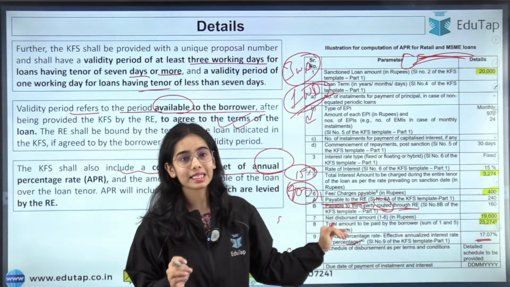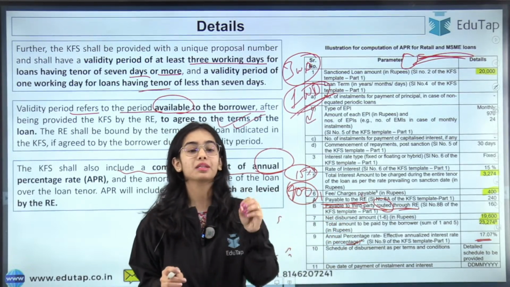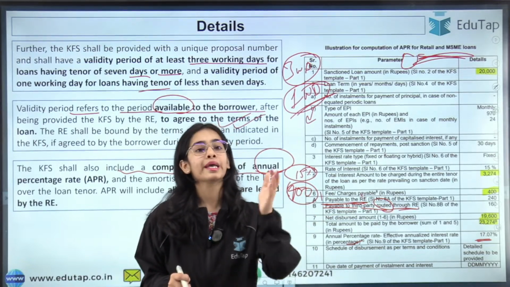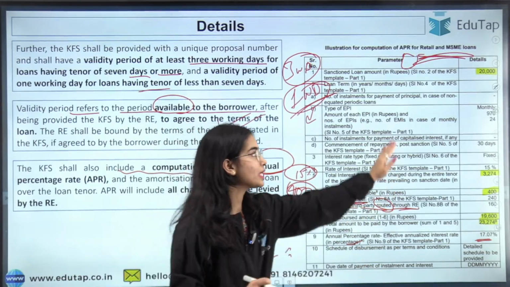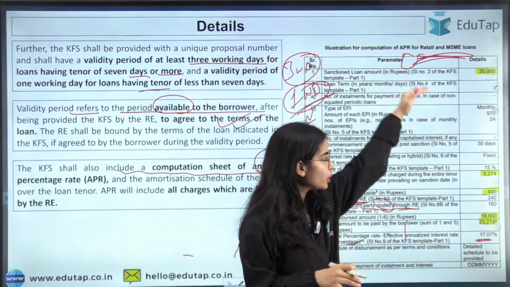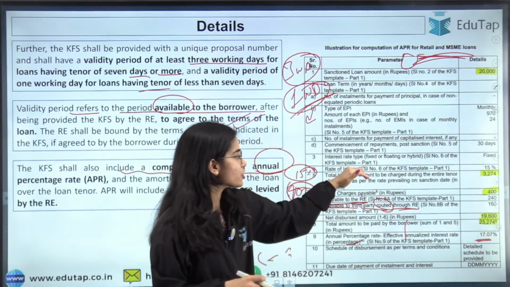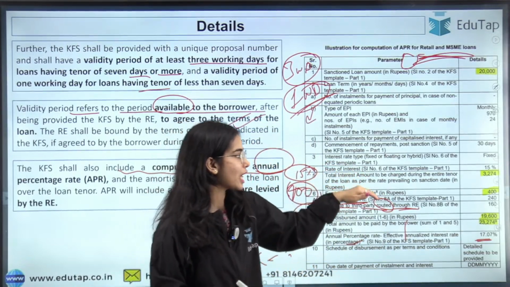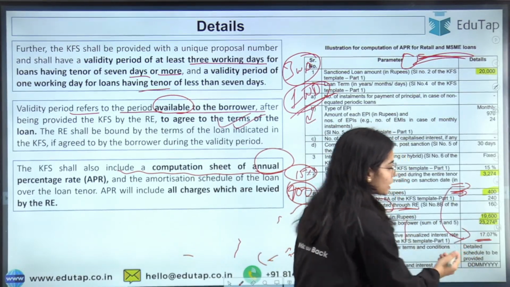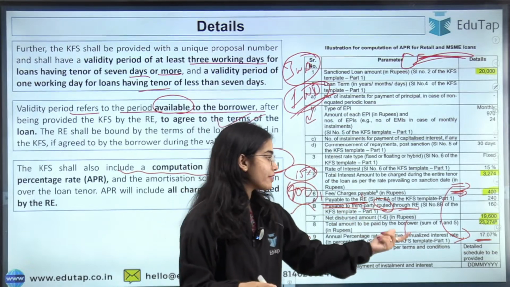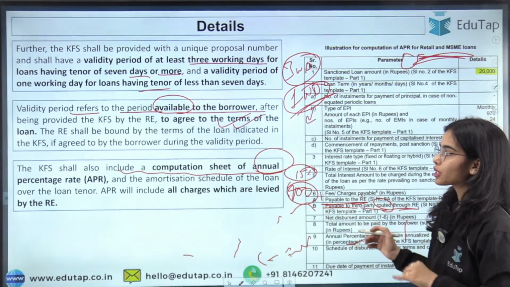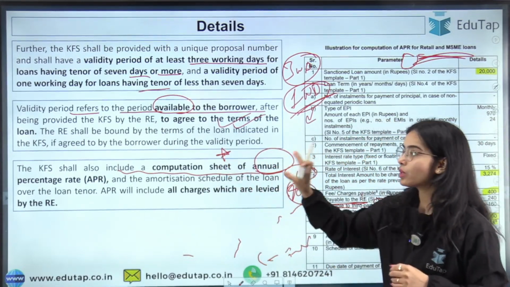I hope you are able to understand this, that the APR has to be provided in percentage form to show that actually the cost of borrowing is not 15%, it is 17%. So the cost of borrowing 20,000 rupees from a bank is 17%. Okay, so the whole information is provided here. The interest rate that is charged from you is 15%. So that will be this much, and this is the fees that is charged from you, and in total the cost of borrowing is 17.07%. So the KFS shall also include a computation sheet of annual percentage rate.